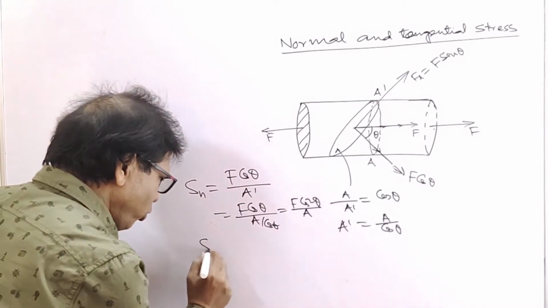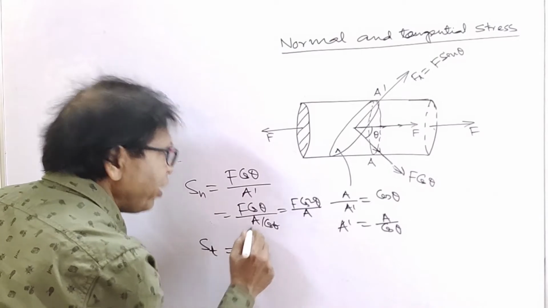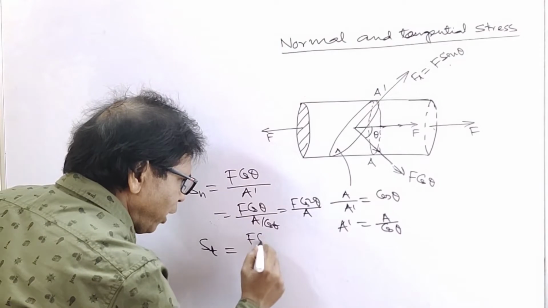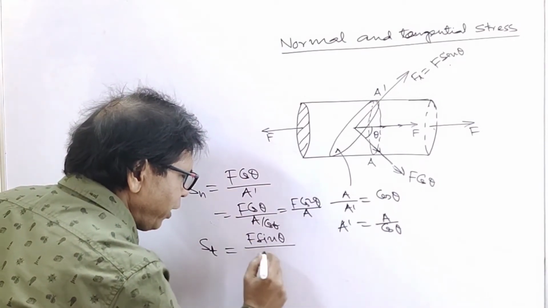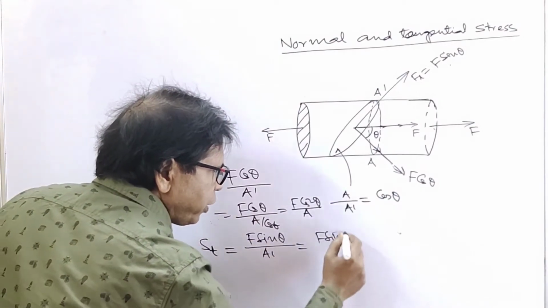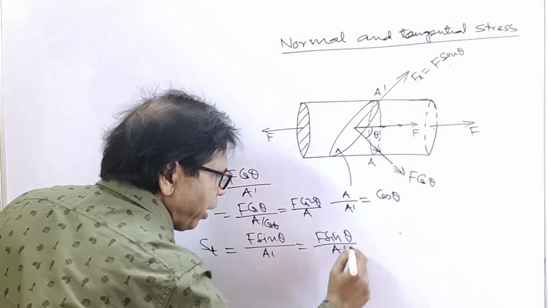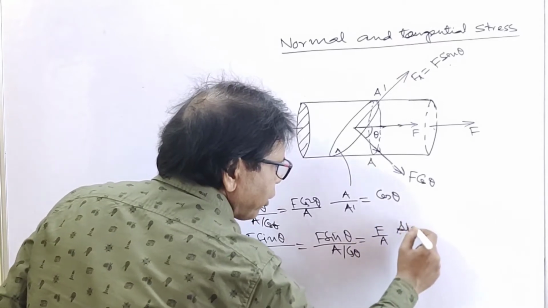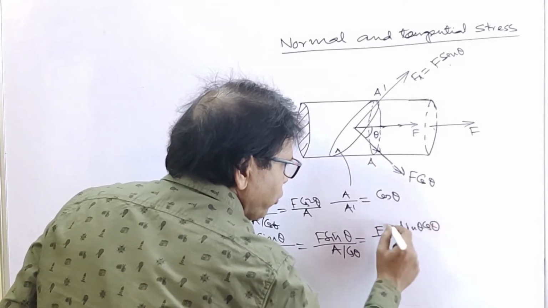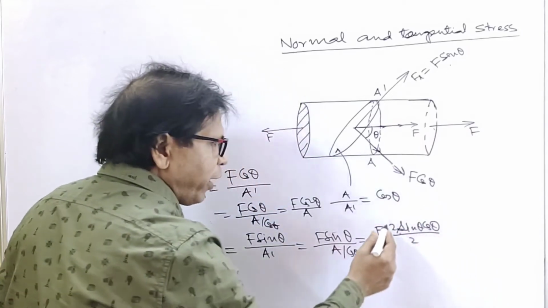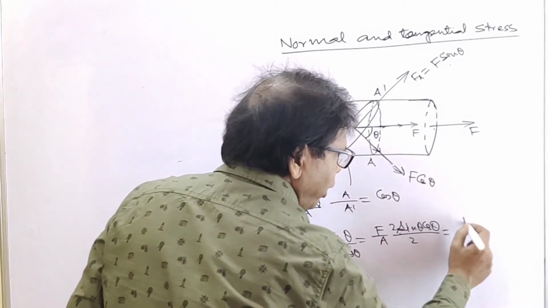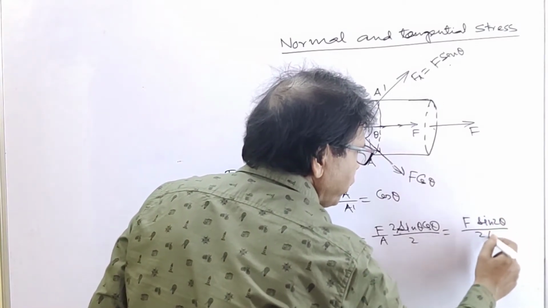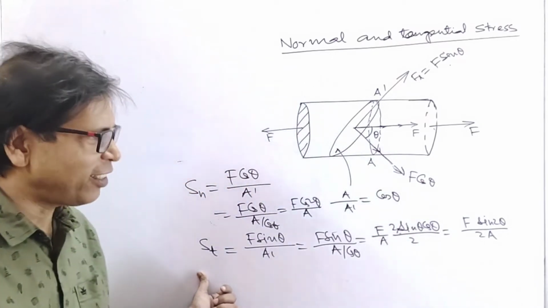Now tangential stress: the tangential stress St is F sin theta divided by this area, so F sin theta divided by A dash. This is F sin theta divided by A by cos theta, so this is F by A sin theta cos theta. Multiplying and dividing by 2, 2 sin theta cos theta is sin 2 theta. So F sin 2 theta divided by twice A is the tangential stress.